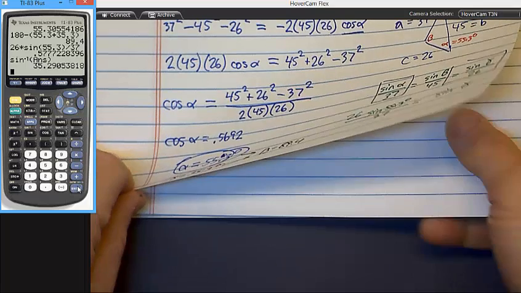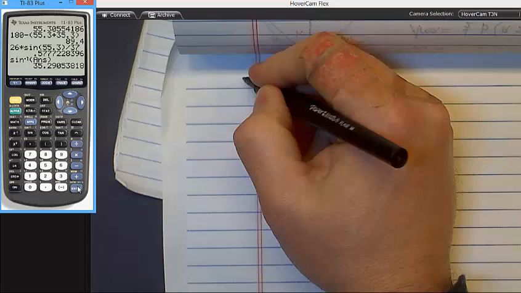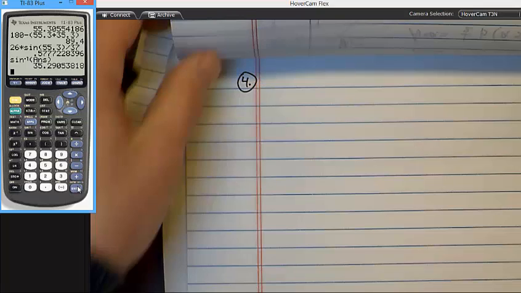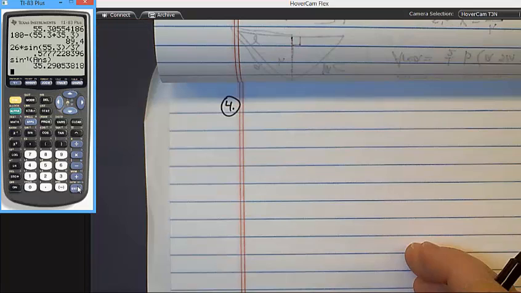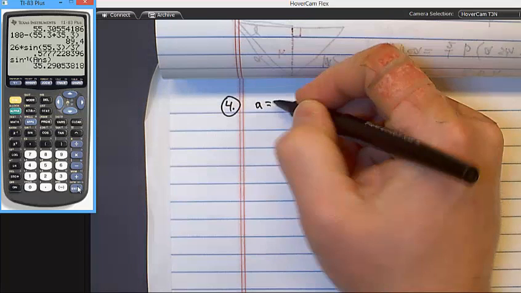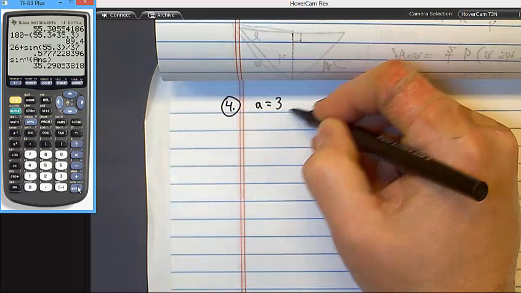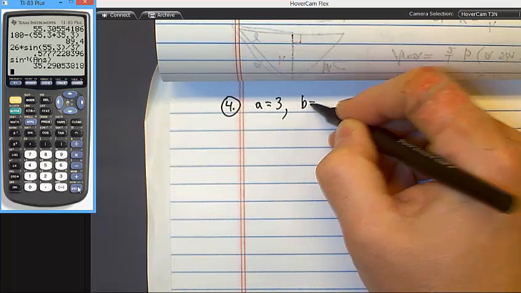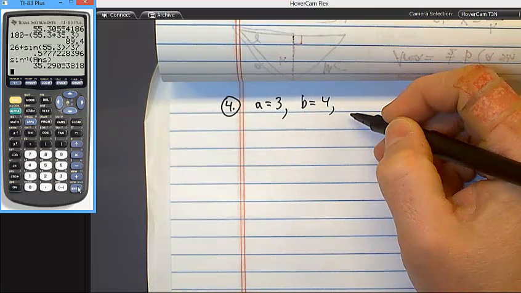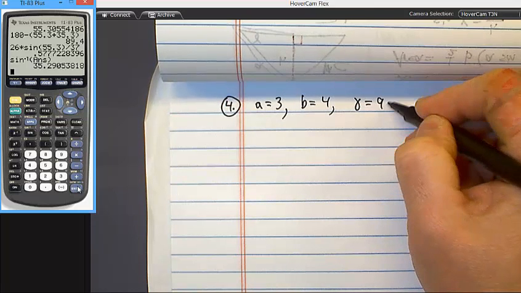So sometimes you use the law of cosines in another situation. You may be given an angle and a couple of sides, and sometimes you have to use the law of sines in that situation. So here's a dumb problem, but I have to put it down. It's kind of funny. Problem 4 from your book. They tell me the following. Side A is 3. Side B is 4. And they tell me angle gamma is 90 degrees.